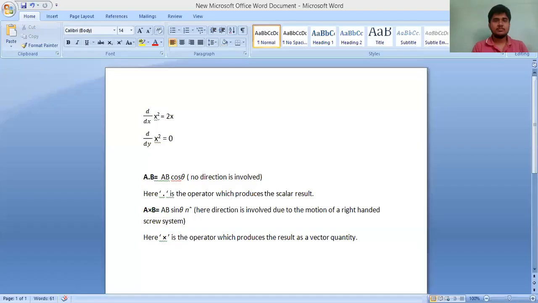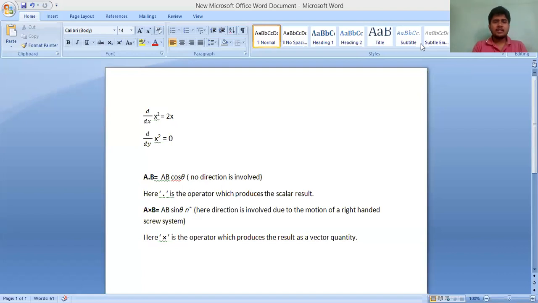So what is an operator? An operator is nothing but a mathematical tool which converts a given function into another. The addition symbol plus, the subtraction symbol minus, the multiplication symbol or the division symbol, all we use in order to solve different mathematical problems. These symbols are nothing but operators.